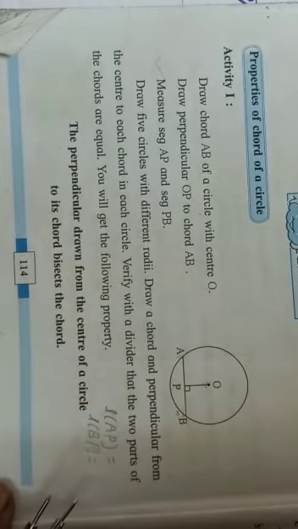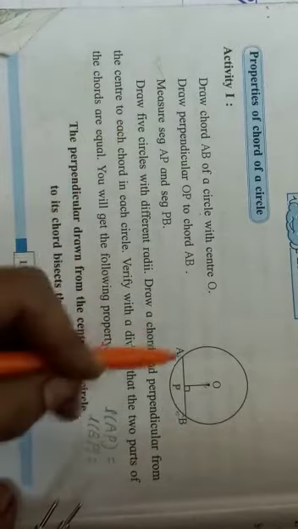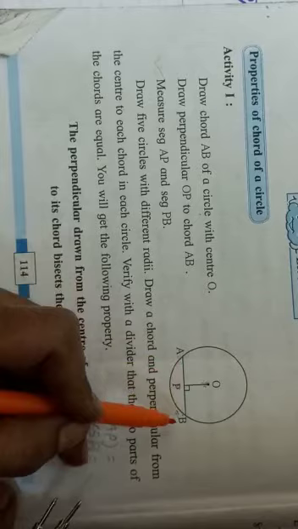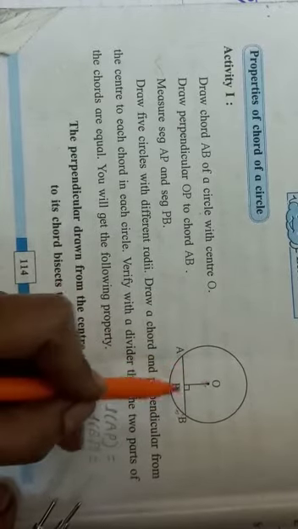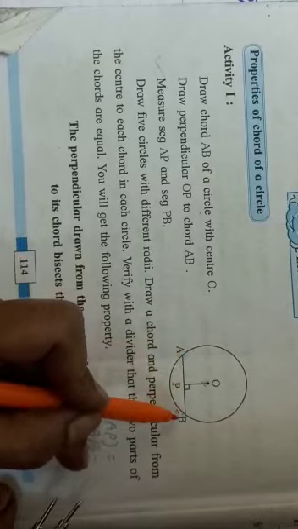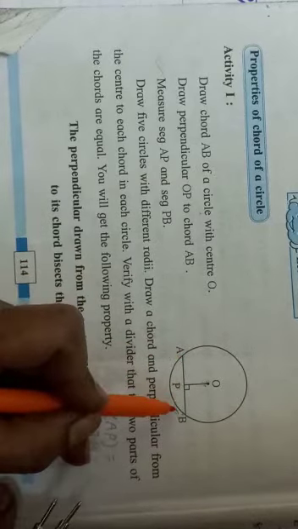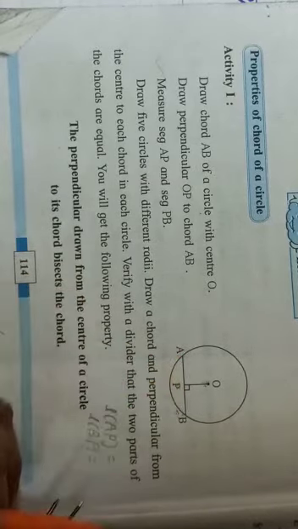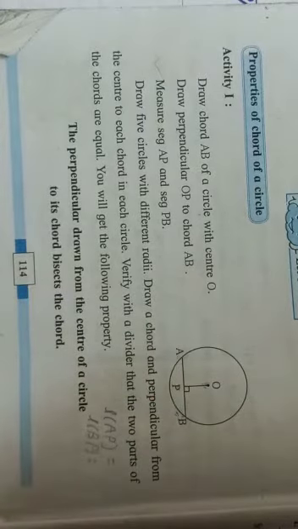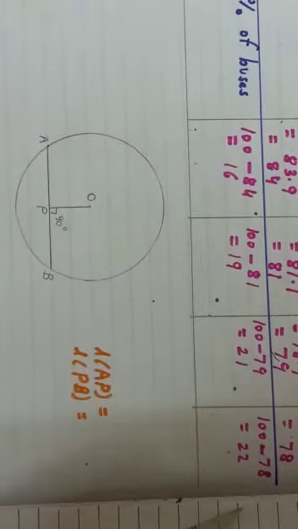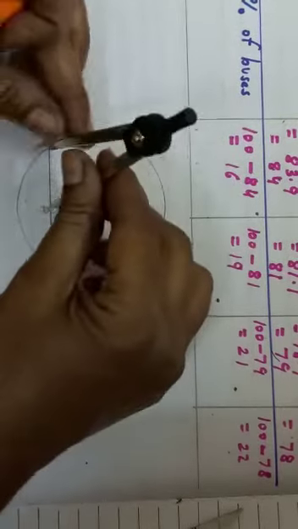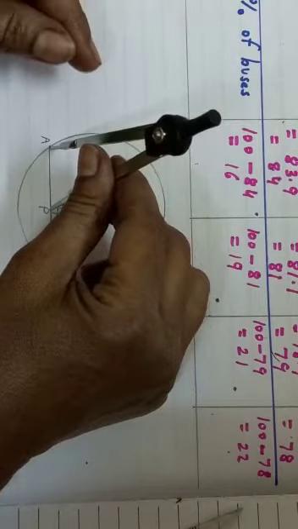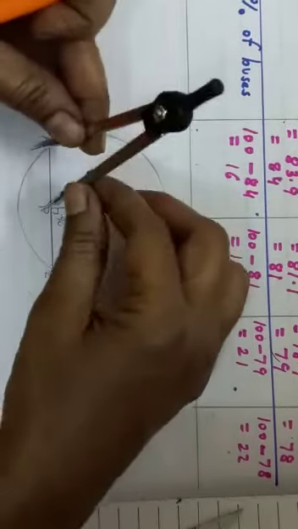So what is our aim? To understand that if I draw a chord, and to this chord I draw the perpendicular, this perpendicular is bisecting this chord. It is dividing the chord into two equal parts, and the easiest way is to check with the divider. When we are measuring, even 0.1 can be a mistake, but with the divider, I am placing it here at point A and here at point P.